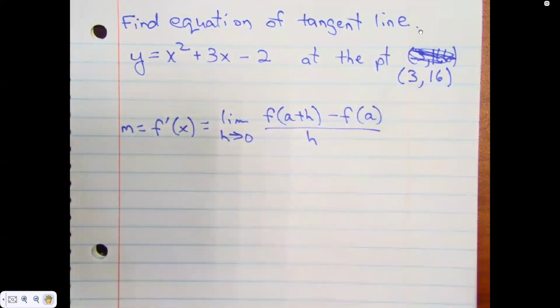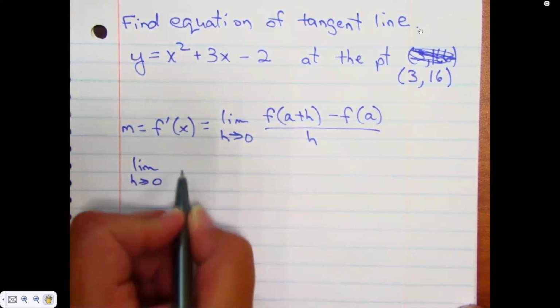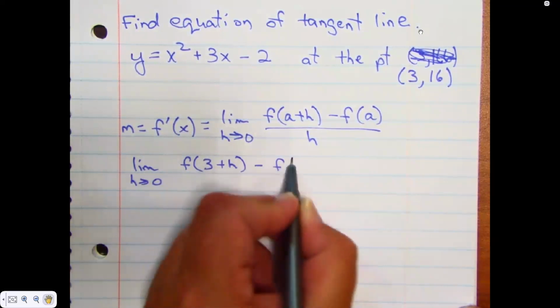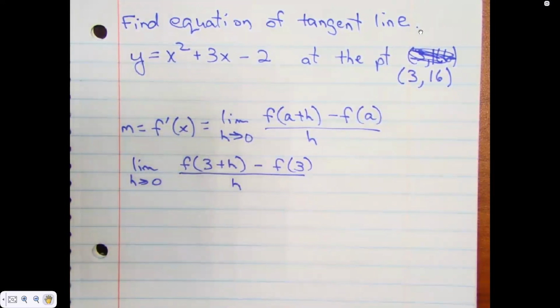Because if x was 7, would it have the same slope? Probably not, because we're talking about a curve, so it's constantly changing. So I have to know this one is specifically when x is 3. So here we go. Limit as h approaches 0, f of 3 plus h minus f of 3, all over h. We can actually take a little bit of a shortcut.